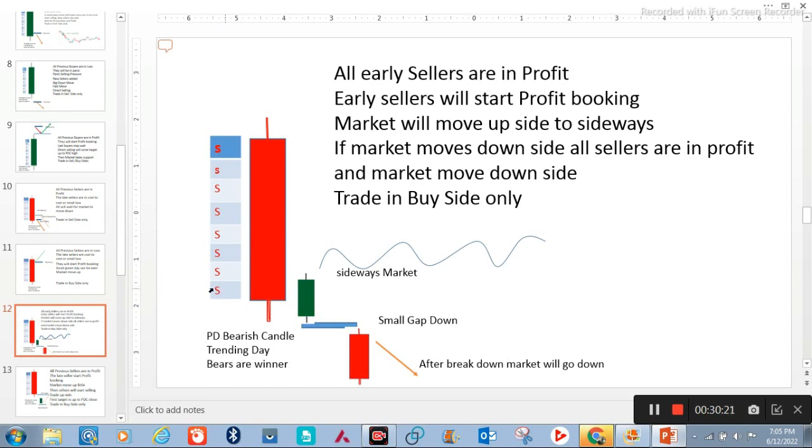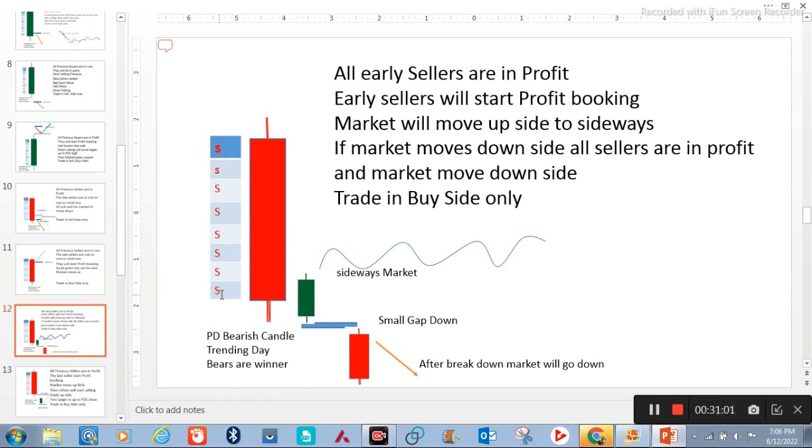Yes, definitely he sold here. Market is now starting here. Definitely he is in profit. All sellers, all early sellers are in profit. Early sellers will start booking profit. Market will move upside to sideways because the market is in favor of the sellers only.